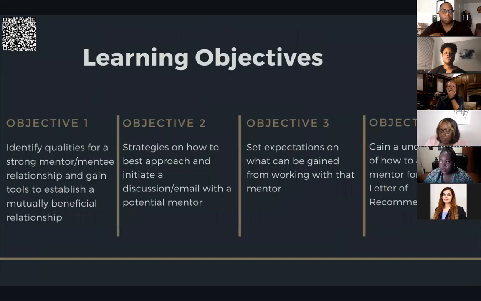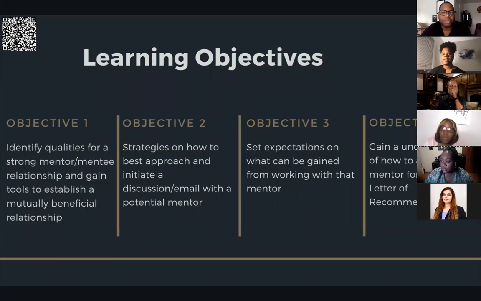So one, I want you to be able to identify strong qualities in a mentor-mentee relationship. And I want you to gain tools to make it a mutually beneficial relationship, so that you are helping your mentor grow in a way or helping them with some work, and that you are also gaining from that relationship.